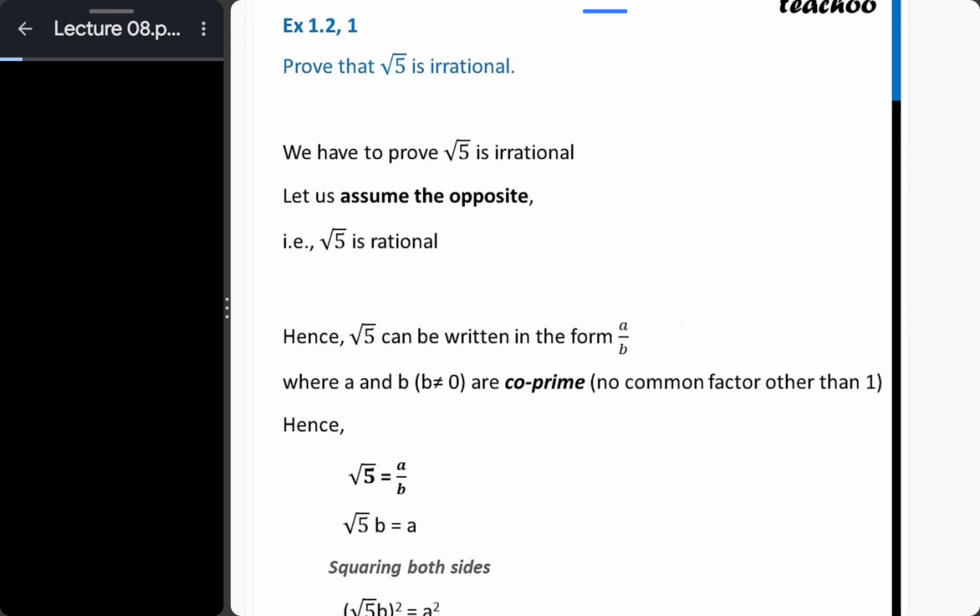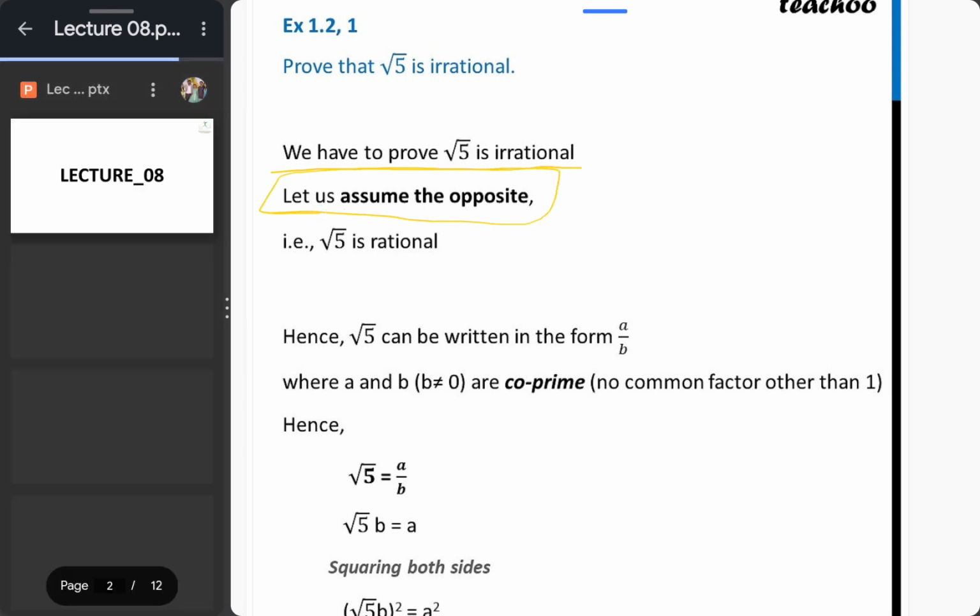Prove that root 5 is irrational. We have to prove that root 5 is irrational, so we have to assume the opposite statement, that root 5 is rational. That is the assumption we take ourselves.